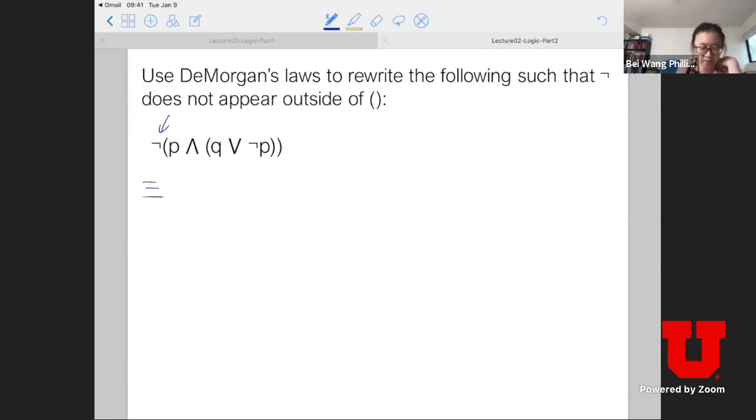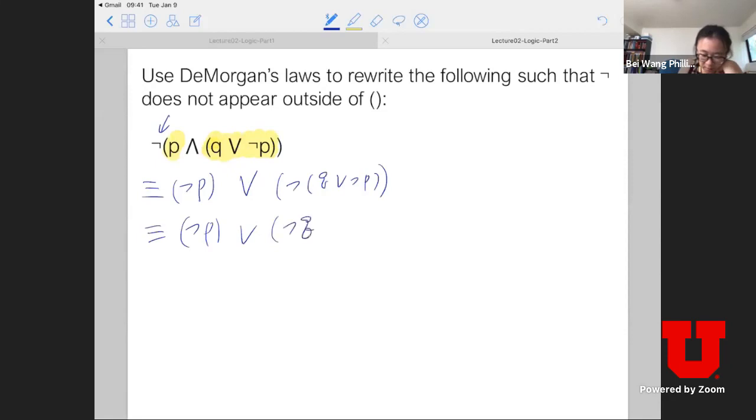In order to bring it inside, I need to bring it to two parts. The first one and the second one, treat them as variables. So I bring in negation of P, and I'm going to do negation of Q, not P. This is actually something we just did, so this is just a quick practice. Okay, now we are done.